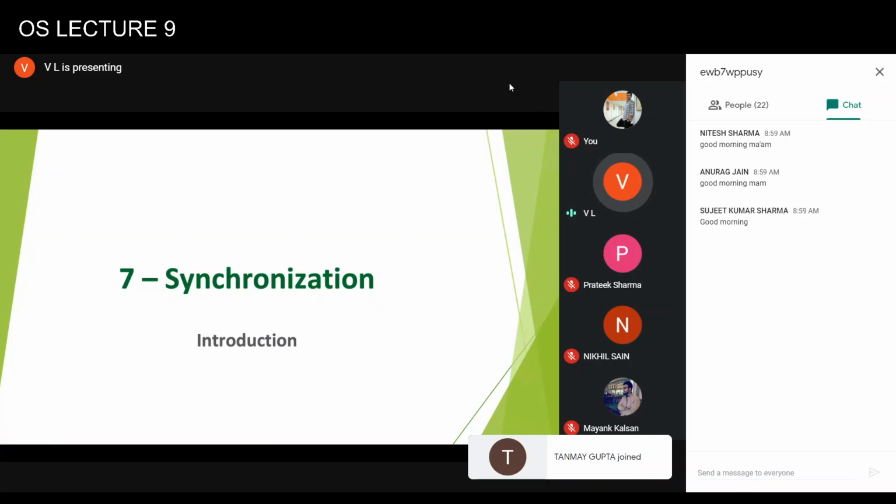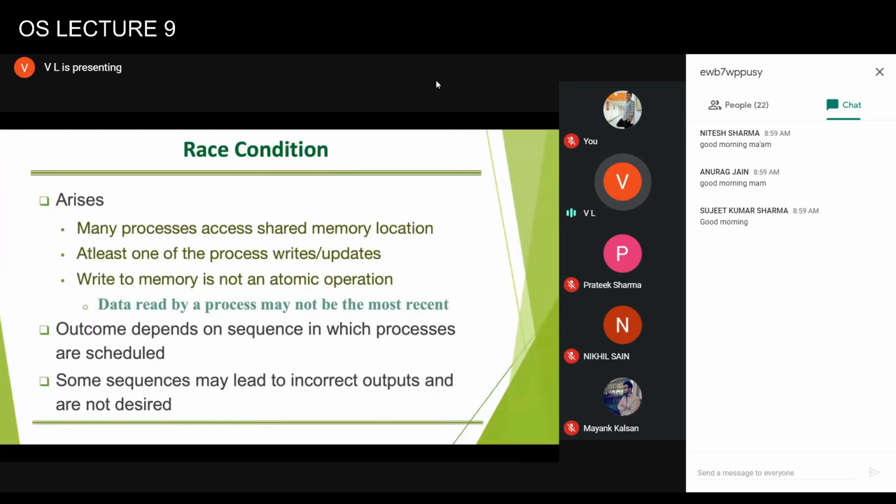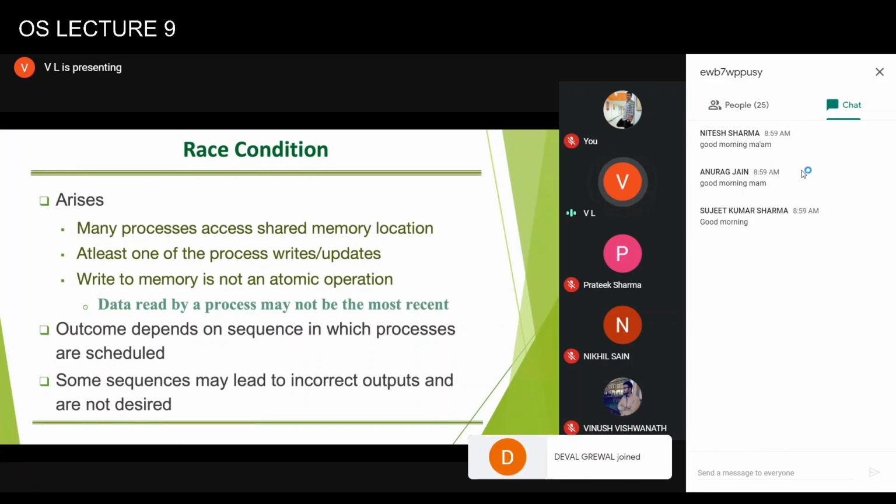In the previous class, we were talking about race conditions and the algorithmic solutions to solve those race conditions. Basically, a race condition arises when different processes are trying to share the same memory location, and at least one of the processes is trying to update that variable while others are trying to read the variable. So if there are n processes and one of them is trying to write to a memory location while others are reading from it, then it is quite possible that some of the processes may read the old value before it was updated, and some may read the updated value.